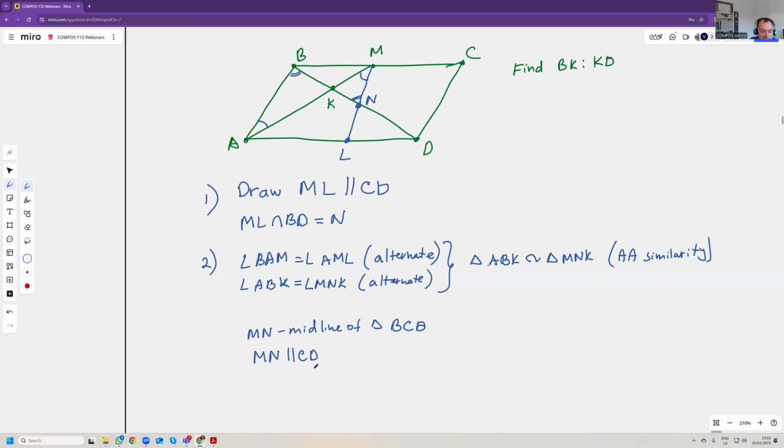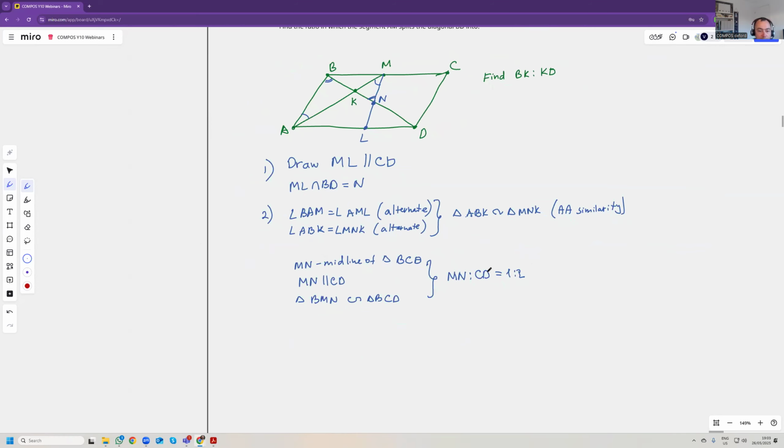And that means that triangle BMN is similar to triangle BCD. And the scale factor is half. So the ratio MN to CD is 1 to 2. Therefore, MN to AB is 1 to 2.